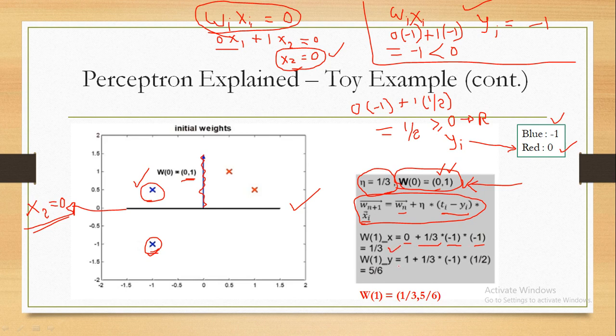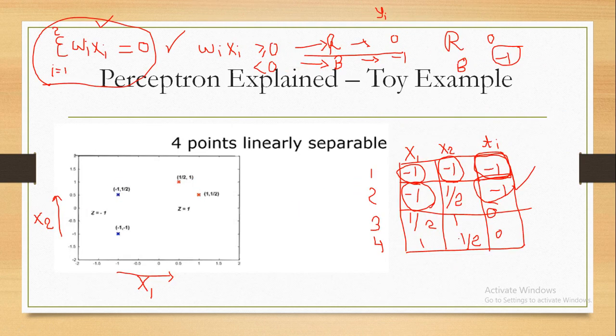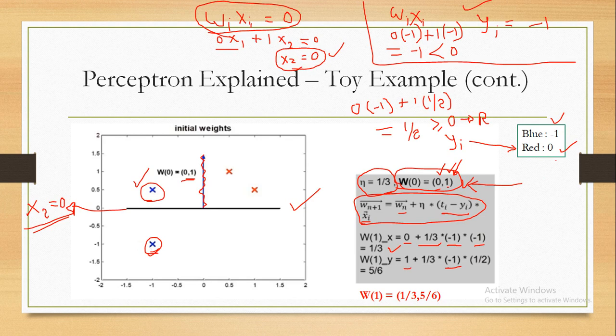Now let me put the second value, that is 1. Focus here. I am taking the second value from W, that is 1. So here there is 1 plus 1/3. That's the eta value. This -1 is actually ti minus yi. Ti is actually -1. Yi is actually 0, that's the predicted. So -1 minus 0 is -1.